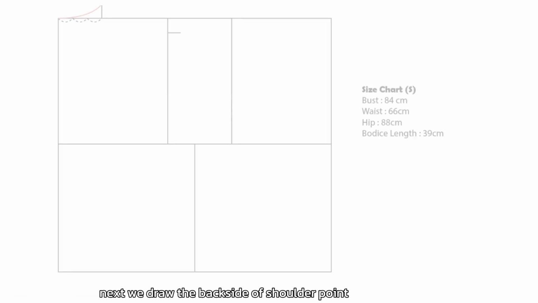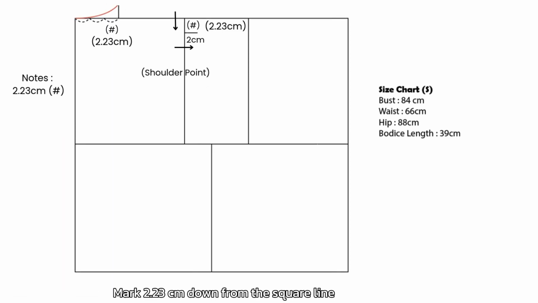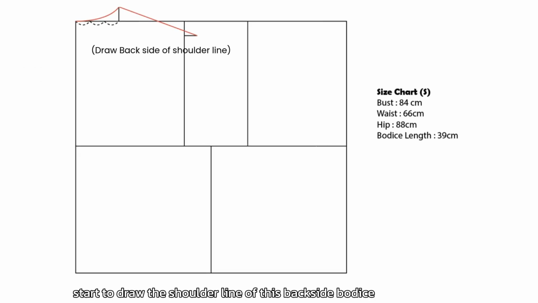Next, we draw the back shoulder point. Mark 2.23 cm down from the square line like the illustration, and mark again 2 cm to the right. This is the base of the back shoulder point. Always remember the back shoulder is always longer than the front shoulder. By following the marks, start to draw the shoulder line of the back bodice.